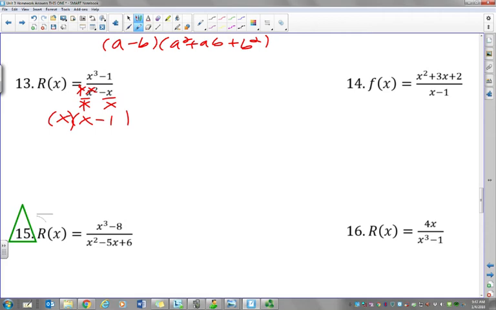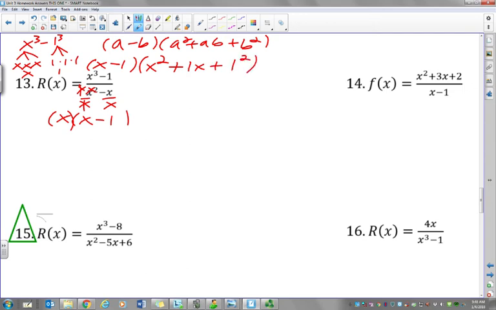Okay, so then we got to do this guy. This is the difference of cubes in number 13: x cubed minus 1. The x cubed factors into x times x times x. The 1 factors into 1 times 1 times 1 because it's a cube, right? That means that a is going to equal x, and b is going to equal 1. So wherever you see an a, you put an x, and wherever you see a b, you put a 1. So then this is going to be x squared plus a times b, which is x times 1, plus b squared, which is 1 squared, which is just 1.